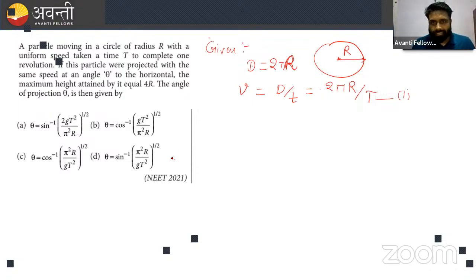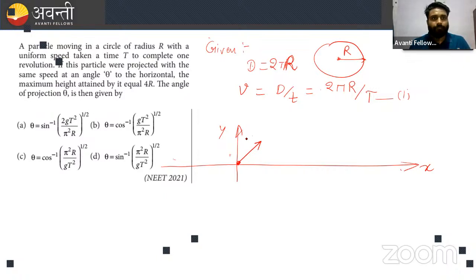Now this is the y direction and this is the x direction. This particle is projected from here with the same speed, which is v, at an angle theta to the horizontal, and the maximum height attained by it equals 4r. So the path will be a parabola. कितना 4r.